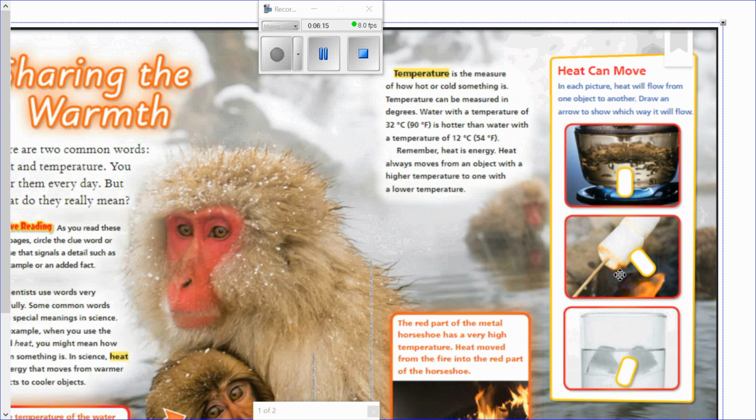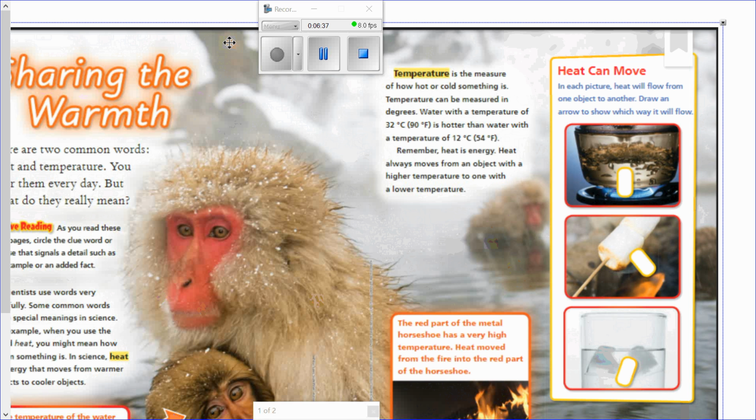From here, we have someone roasting marshmallows. So you'll draw an arrow. Is the marshmallow giving off the heat, or is this fire giving off the heat? And with the water, this one's interesting. You have ice cubes and you have the water. Which one would be giving off the heat, the ice cubes or the water?